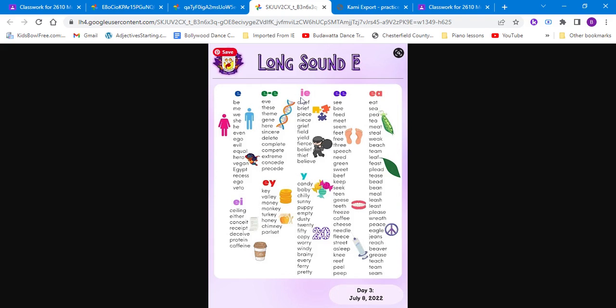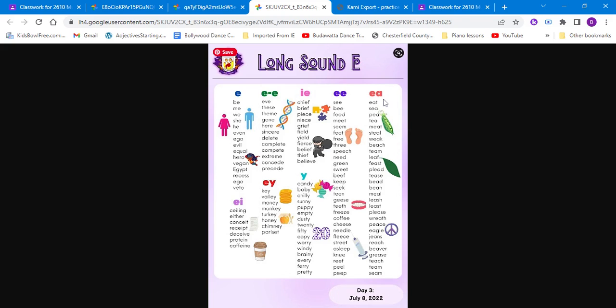Another way is IE. An example is teeth, brief, peace. You can hear that it's always the long sound E. When you write two E's, you can also hear the long sound E. See, be, feed, and meet are all examples for the EE, which is a different way to write the long sound E.